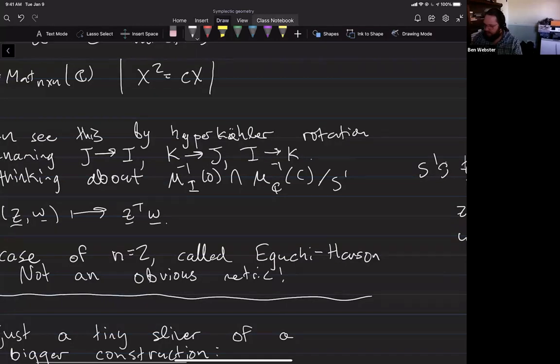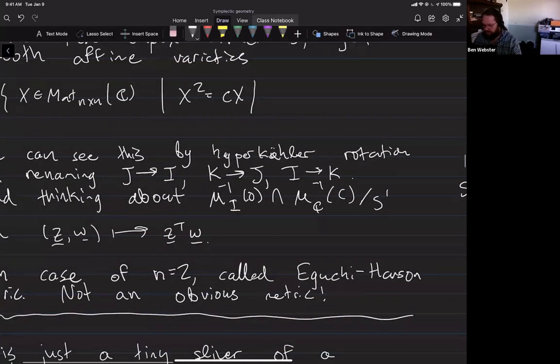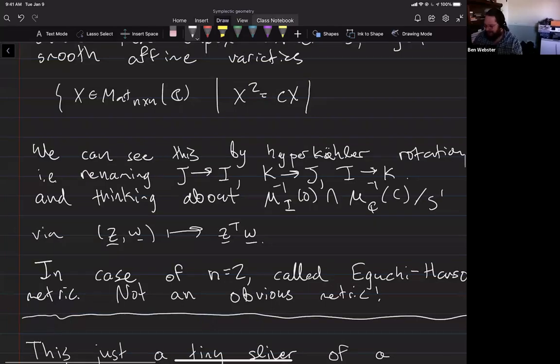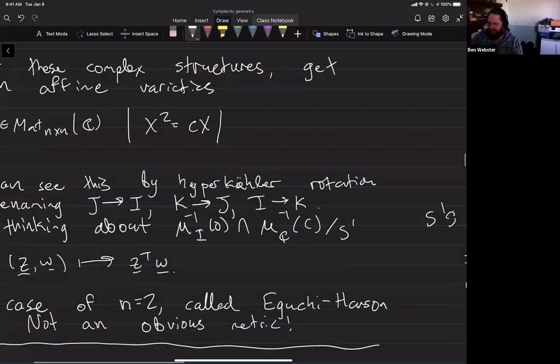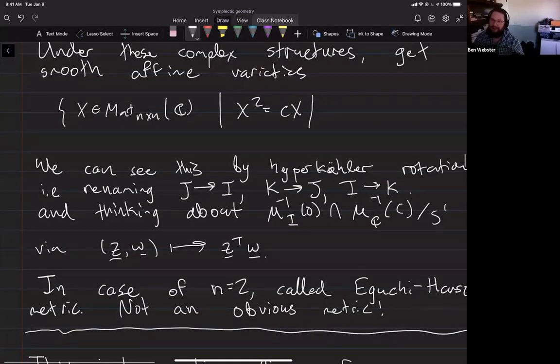One nice way to get rid of that S1 action is to look at the N by N matrix where I multiply these vectors in the other direction. Think of one as a column vector and the other as a row vector, and I multiply that times W. I get a rank one N by N matrix. And you can check that this dot product property exactly means that the square of that matrix is C times the original matrix.